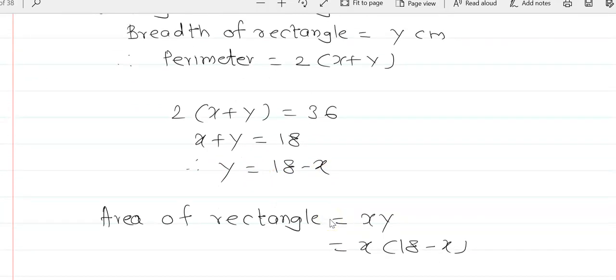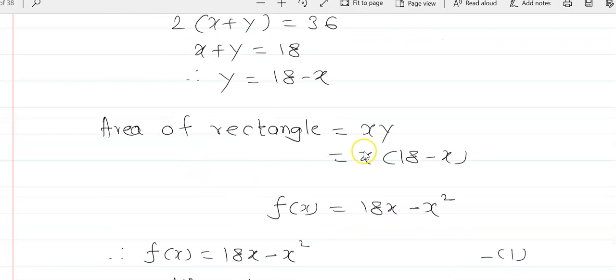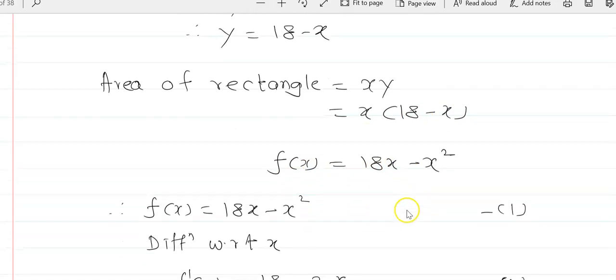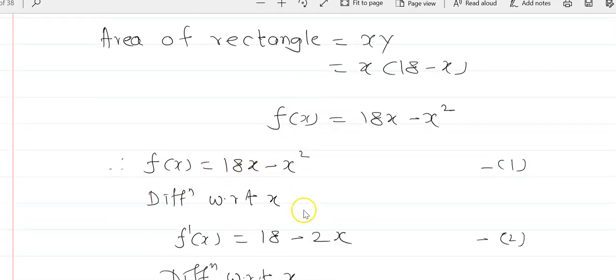Now area of the rectangle is equal to length into breadth. Therefore this is x into y. These are the length and breadth of the rectangle. Therefore x, and the value of y is 18 minus x, and their product f of x is equal to 18x minus x square. Now this is the f of x which is equal to 18x minus x square.